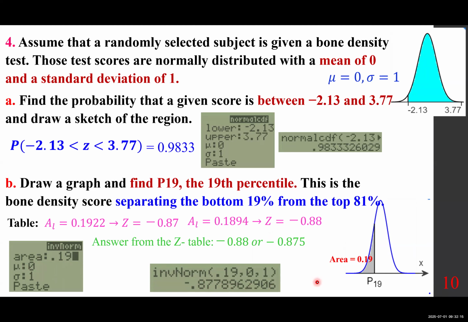If you were to stop at 3 decimals, then you would change this 7 to 8, so negative 0.878. Again, however many decimals they ask us, we want to pay attention to the number of decimals that they ask. Okay, everybody, as always.